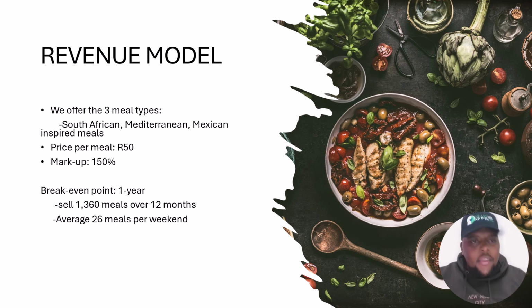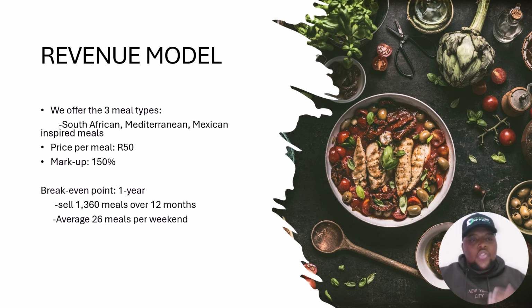I also included the break-even point. Sometimes it's not necessary. This is additional information that nudges you in the right direction. So after explaining that we sell three types of meal for this amount, and this is how much we're making on top of that amount, what I did was that I included the break-even point, telling them that if I sell 1,460 meals over 12 months, I will pay back the money I'm asking for. So on average, we need to sell 26 meals per weekend.